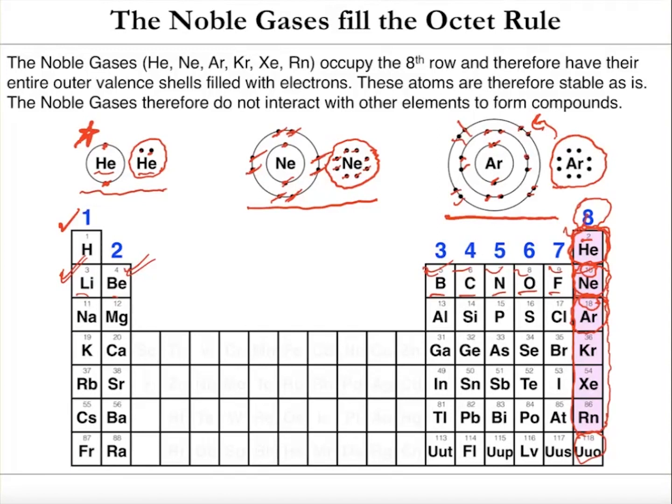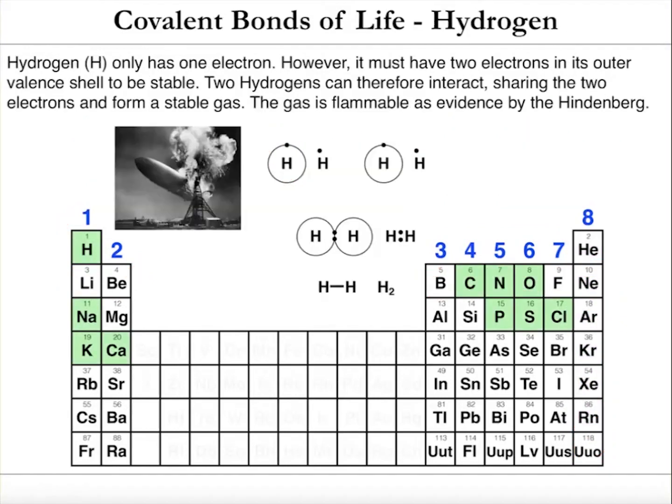But these noble gases are the only atoms that fill this octet rule, because they're the only atoms that are already in this 8th column on the periodic table. So to look at how other atoms are not stable like the noble gases, we'll first need to interact with other atoms in order to fill that octet rule and become stable.